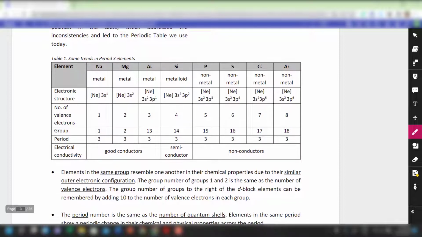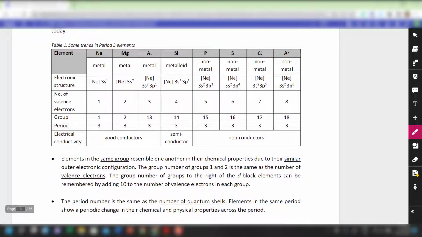Okay, and of course, as I mentioned, we are focusing on period 3 elements, so from sodium all the way to argon. Elements wise, you need to know that sodium, magnesium, aluminium, they are metals. Silicon is a metalloid, otherwise known as a semi-metal, so it behaves as a semiconductor in this case. Phosphorus, sulfur, chlorine, argon, they are non-metals.